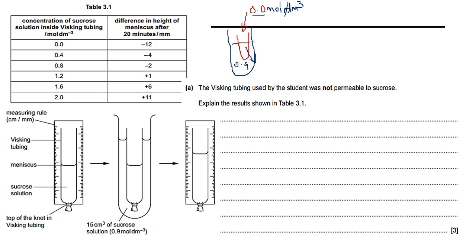And that then explains why when you look at the results, the length of the water, or the height of the meniscus in the Viscount tube, decreases by 12 millimeters.